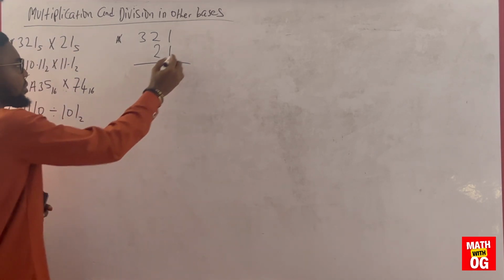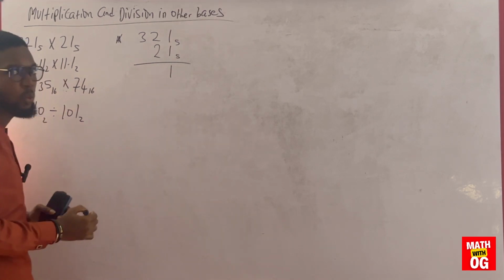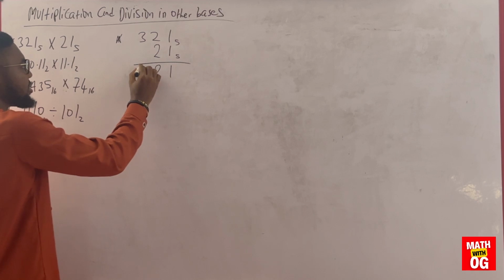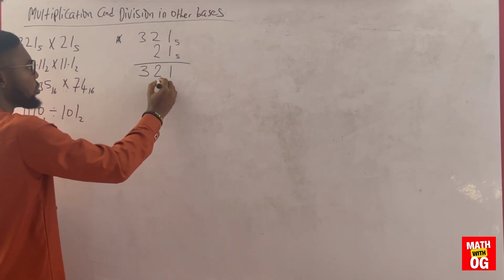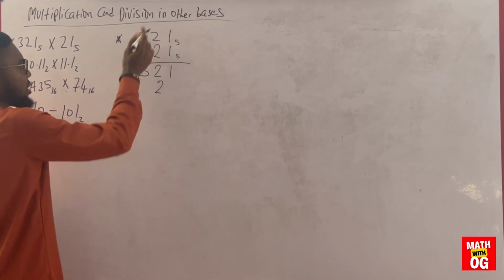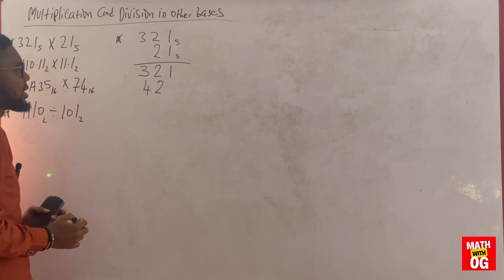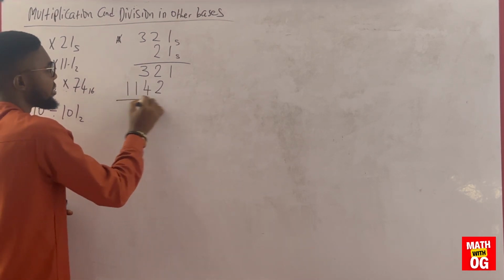Now since we are working in base 5, I can say 1 times 1 is 1, and 1 in base 5 is 1. 1 times 2 is 2, 2 in base 5 is 2. 1 times 3 is 3, 3 in base 5 is 3. 2 times 1 is 2, which is also 2 in base 5. 2 times 2 is 4, which is also 4 in base 5. And lastly, 2 times 3 is 6, and 6 is 1, 1 in base 5.